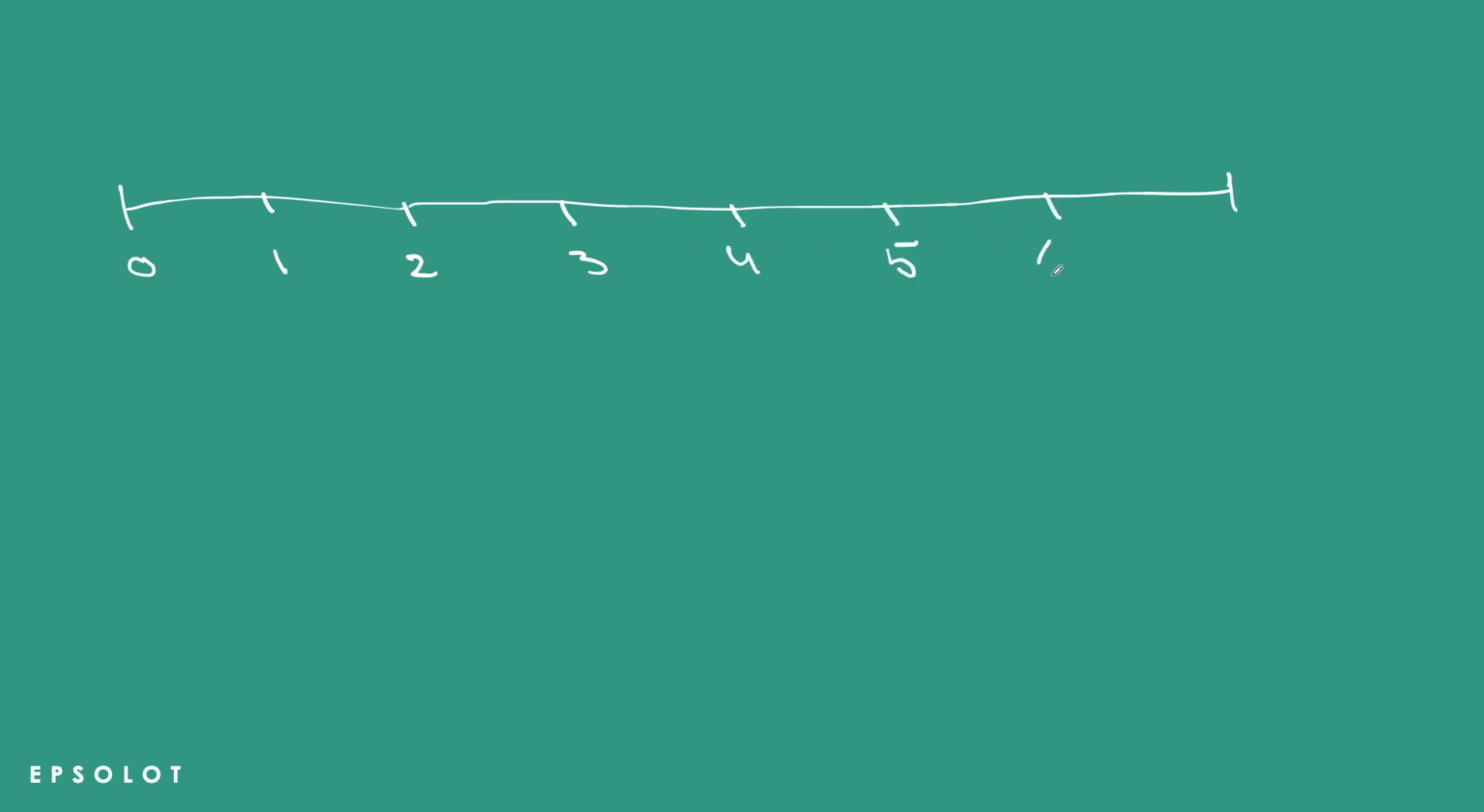Now you may be wondering why that is happening. Let's have a quick look at a number line. If I can draw it straight, well, that's the best I could do. So you have a 0, then a 1, a 2, a 3, a 4, a 5, a 6, 7, let's go up till 8.